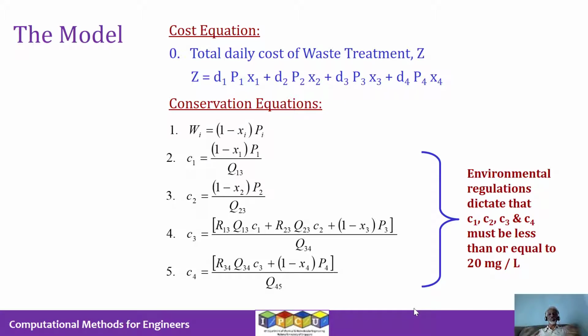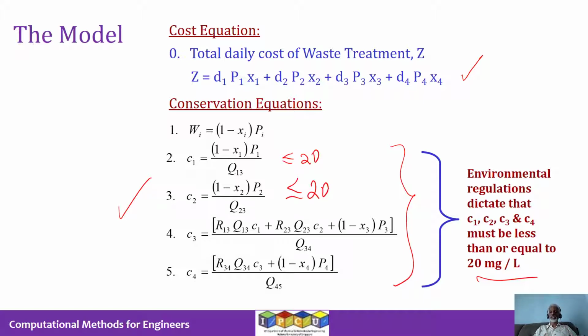That means we modeled the system in terms of these equations, C1, C2, C3, and C4 being the concentrations at the four junction points for the pollutant. And then we said, according to environmental regulations, all these C's, C1, C2, C3, and C4 should be less than or equal to 20 milligrams per liter. So we have an objective function, we have certain constraints. These variables should be less than or equal to 20. So we have inequality constraints in this problem, right?